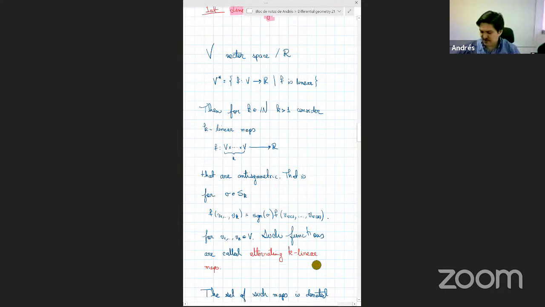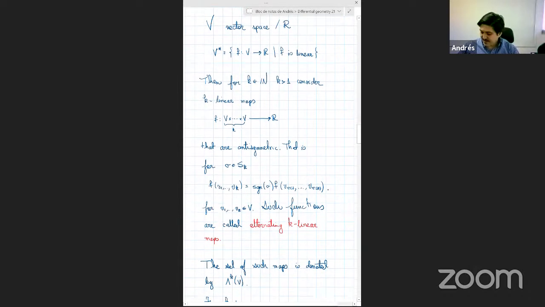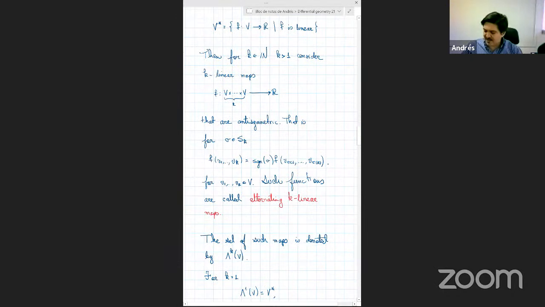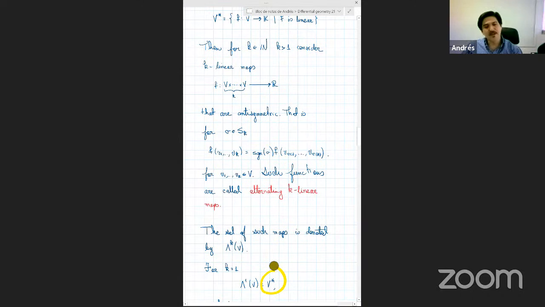And at this point, you can see why we care about k greater than 1. Because when k equals 1, this is vacuous. You're not permuting anything. So for k equals 1, we're not doing anything. This starts to make sense from k equals 2 and on. So we will use this notation for the alternating k-linear maps: capital lambda k. And we make the convention that for k equals 1, we have the dual. And then we go to k equals 2, k equals 3, and so on. Each one of them is a vector space. The convention for k equals 1 is just the dual.